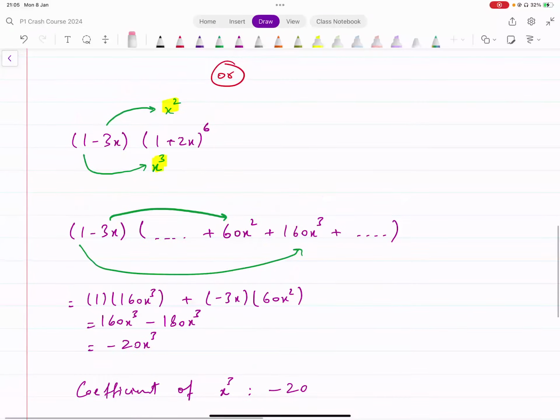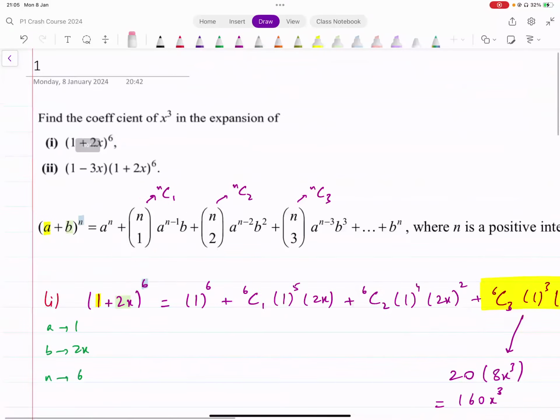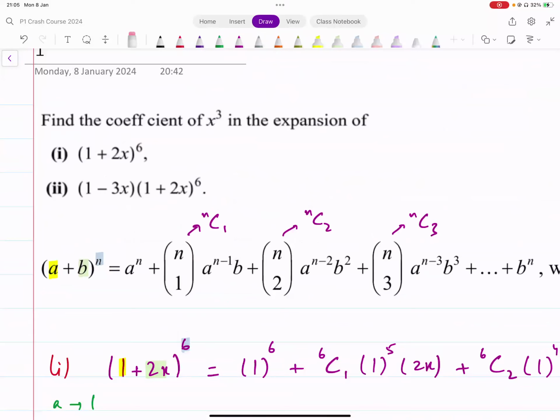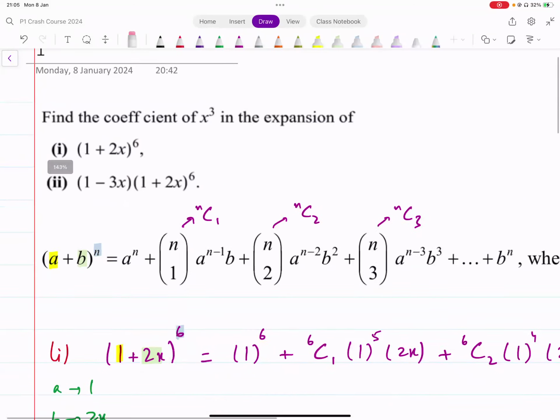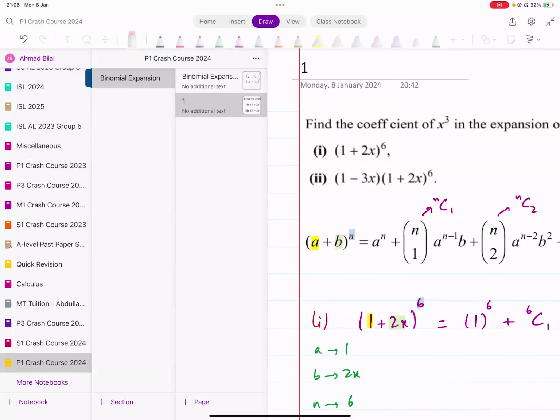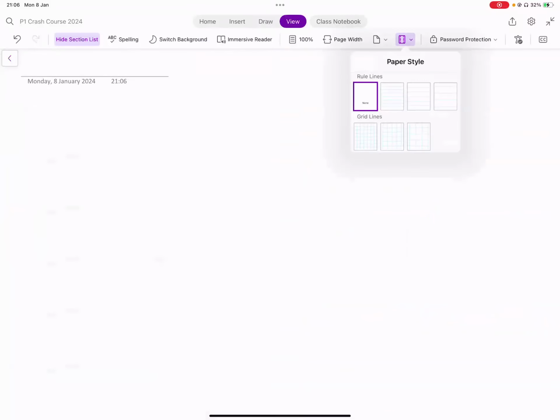So that was this question, okay? A lot of times when you have to find a specific term like this, you first think about the terms that you need from this expansion and just focus on those terms, okay? That makes things quicker and more efficient. All right, let's move on to the next one.